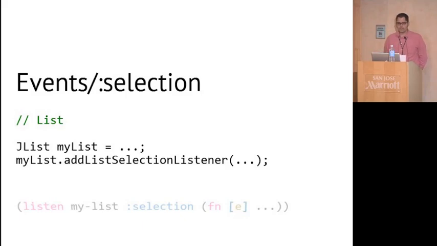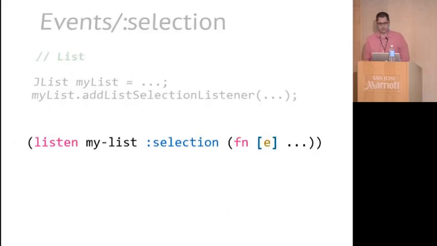Finding out when the selection changes on a widget in Swing is always a bit of a research project in itself. For a list, you would implement a list selection listener and add it. In Seesaw, you would just say listen, selection, function.